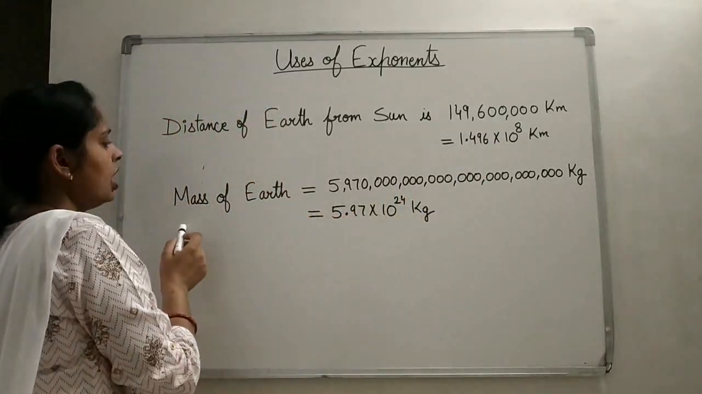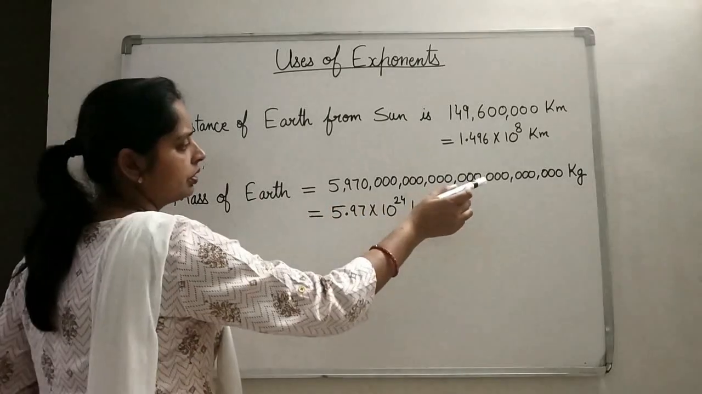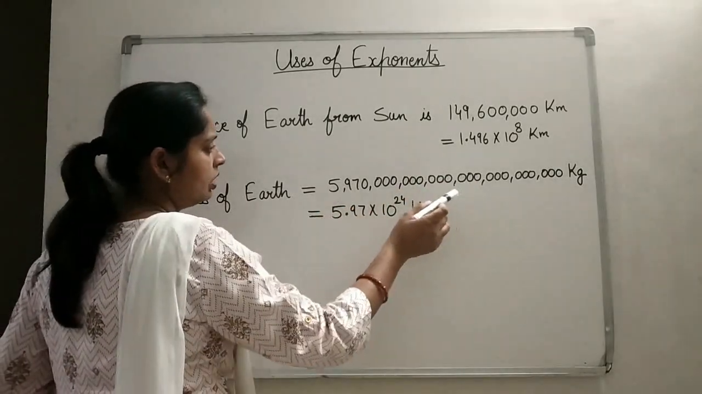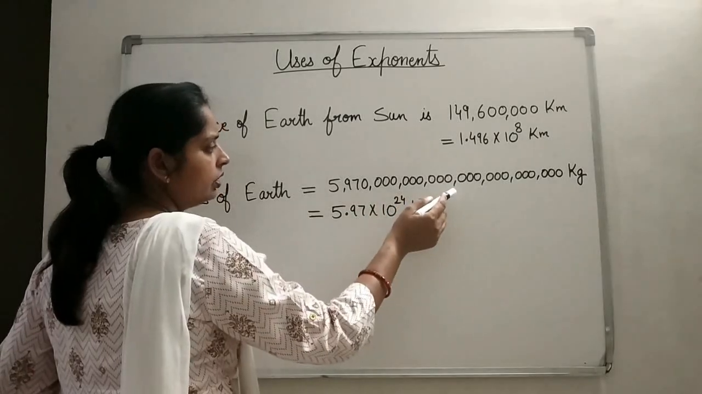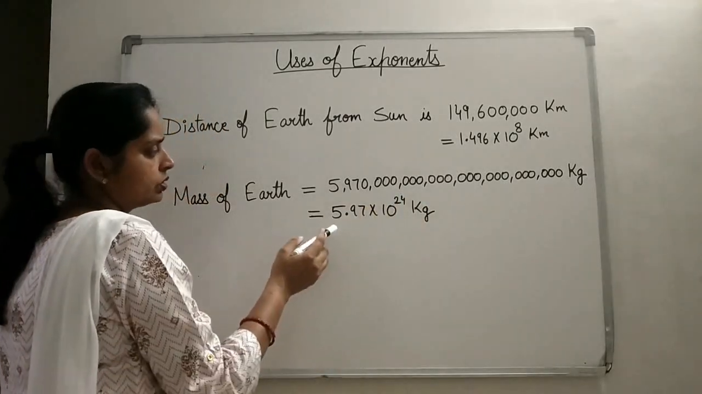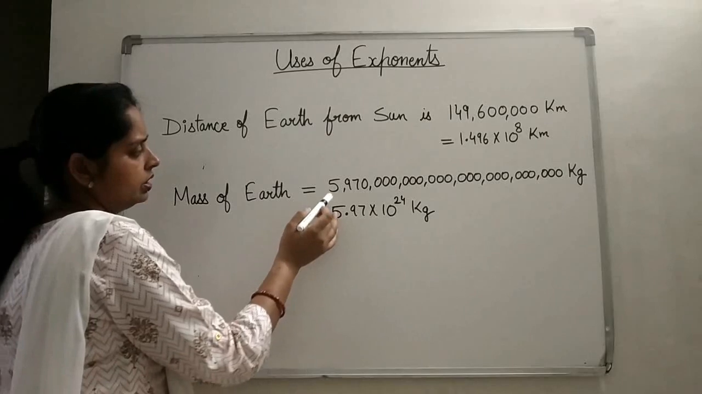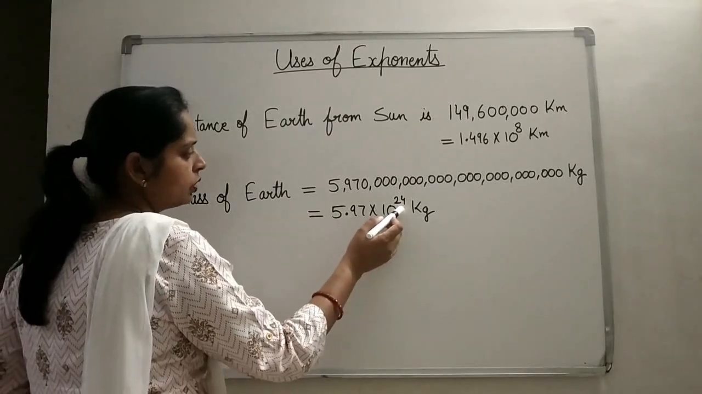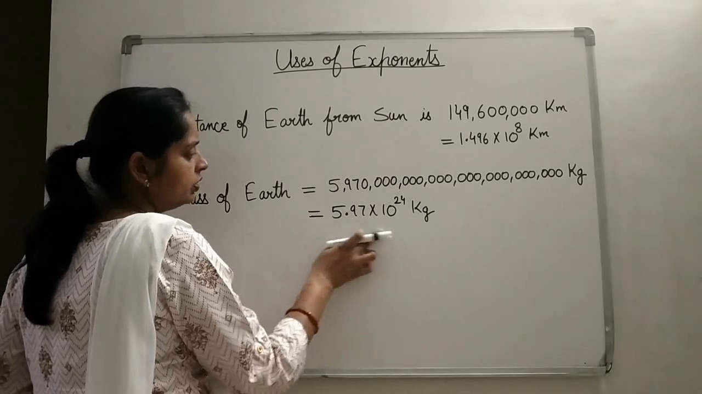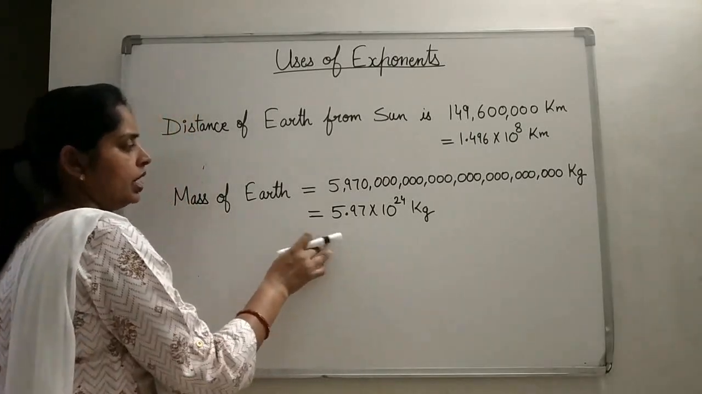Similarly, we have the mass of Earth. It's a very large number, so it is not convenient to read or to write down. This number can be written as 5.97 into 10 to the power 24 kg. So it is very convenient to read and to write also.